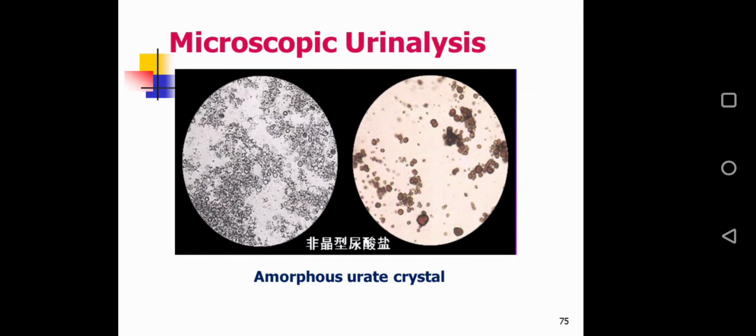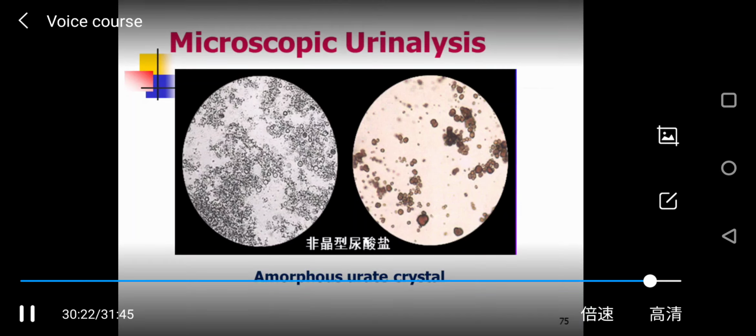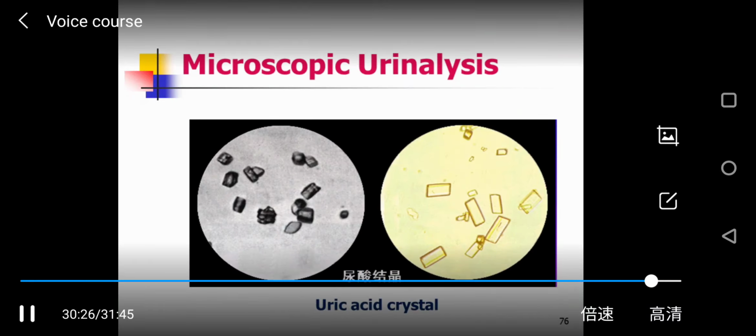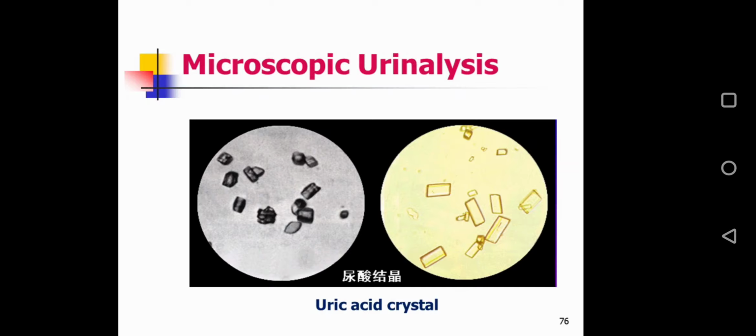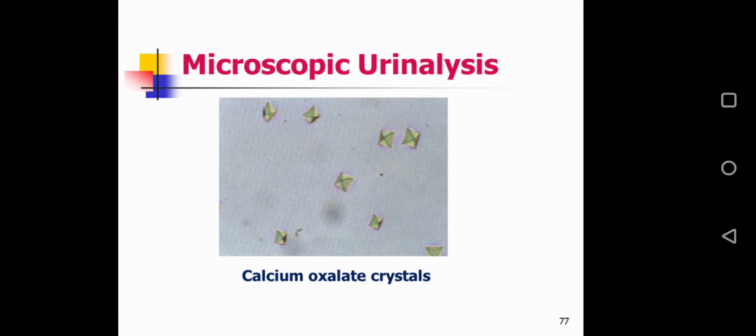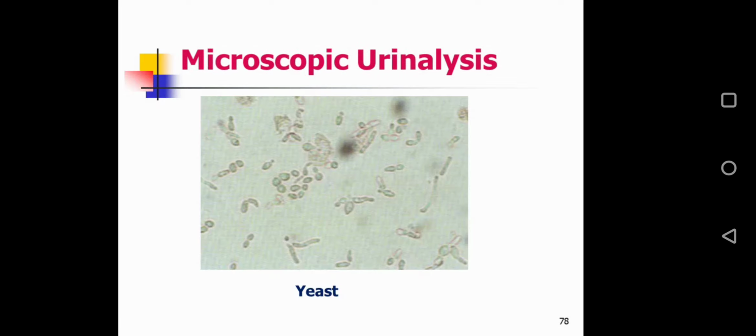Amorphous urate crystal also can be found in normal people. It often appears in acid urine. This is uric acid crystal. It has many shapes in urine. And this is calcium oxalate crystal. It's the most common crystal. Other crystals will be seen in the laboratory test. When we find yeast in urine samples, think of fungal urinary tract infection.